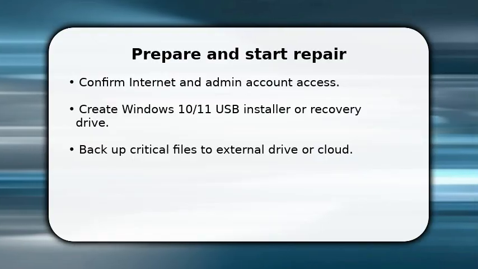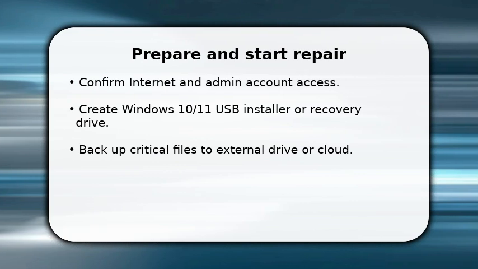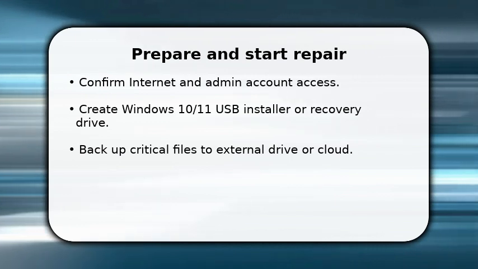You begin by confirming you have admin access and a working internet connection. This matters because repairs need elevated rights and possible downloads. Next, create a Windows USB installer or recovery drive so you can boot into repair tools.